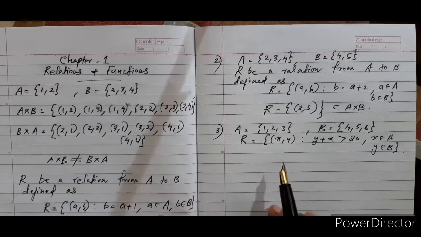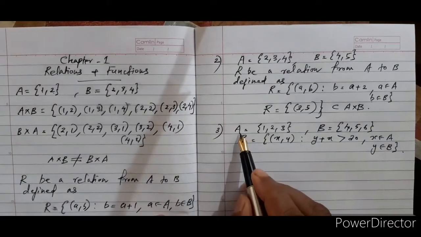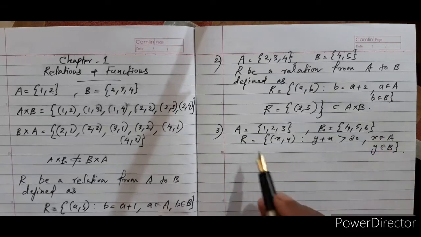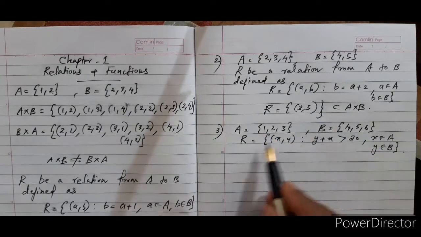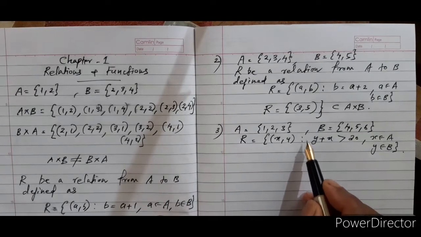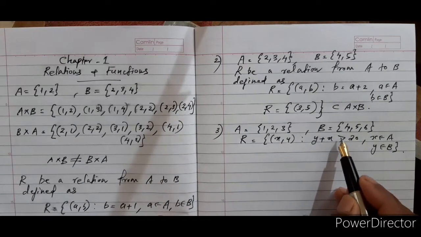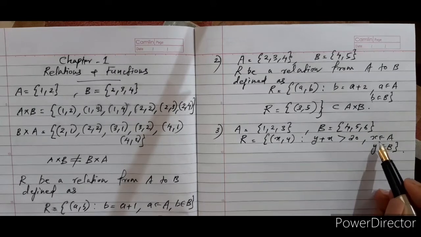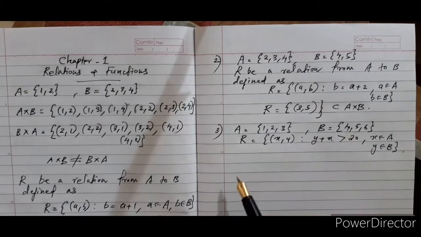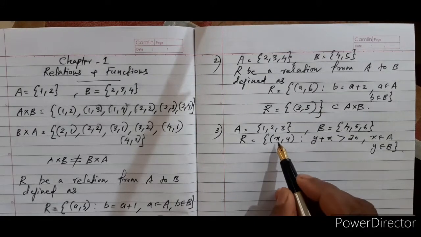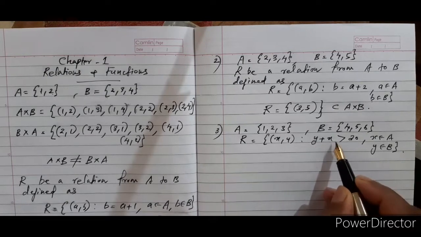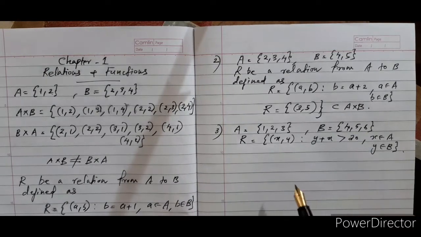Okay, now consider example 3. Let A equal to set {1, 2, 3}, B equal to {4, 5, 6}, and let R be a relation from A to B defined as R equal to set of all (x, y) such that y plus x is greater than 20, where x belongs to A, y belongs to B. Instead of (a, b), we can write (x, y) also. So x is related to y if the sum of x and y is more than 20.